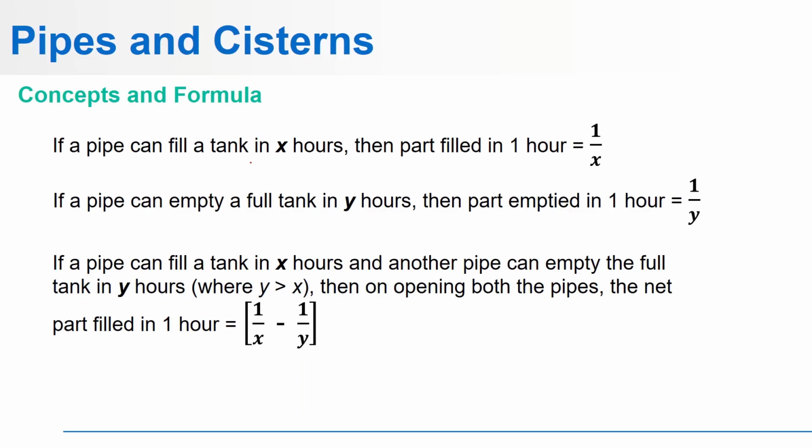If a pipe can fill a tank in x hours, then the part filled in 1 hour will be equal to 1 by x of the volume of tank. And similarly, if a pipe can empty a full tank in y hours, then the part emptied in 1 hour will be equal to 1 by y.